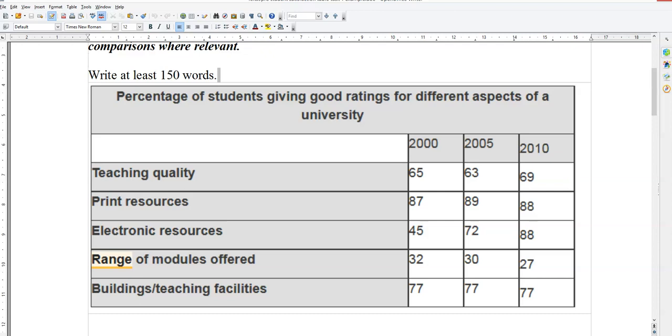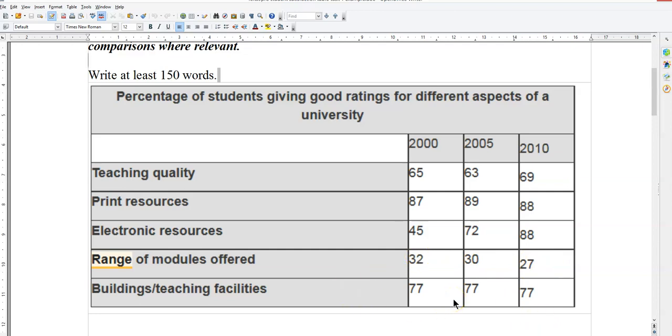Well, let me see. Teaching quality, with some minor variations, there's not a great deal of change there. 65, 63, 69. So just a few percentage points. Print resources virtually identical, 87, 88, sorry, 89, 88. Electronic resources have doubled, so that's significant. Range of modules, very minor fluctuations. Buildings, teaching, identical.